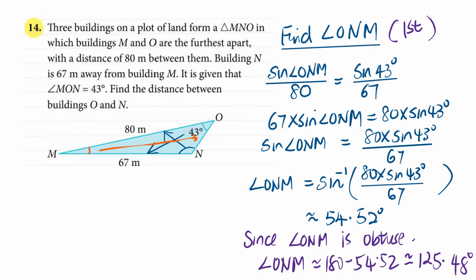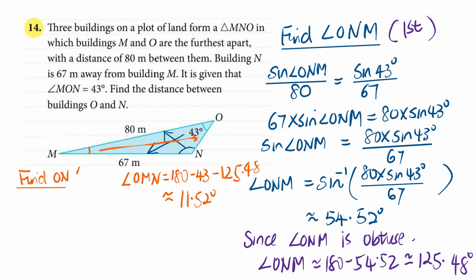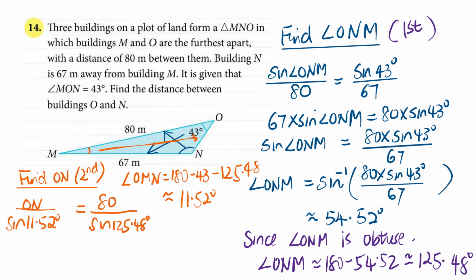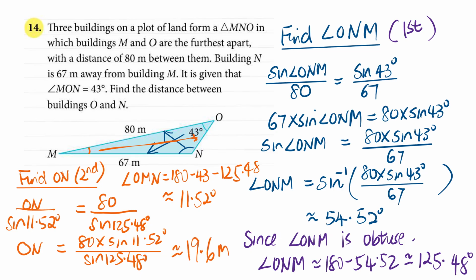With that, we can use the sine rule again to find the distance. Oh no, we need to find angle OMN first before we can use the sine rule. We're going to use 180 degrees minus 43 minus 125.48 to find angle OMN. Then we can use the sine rule to find ON. Cross multiply: take 80 times sine 11.52 divided by sine 125.48. That gives you ON to be 19.6 meters.